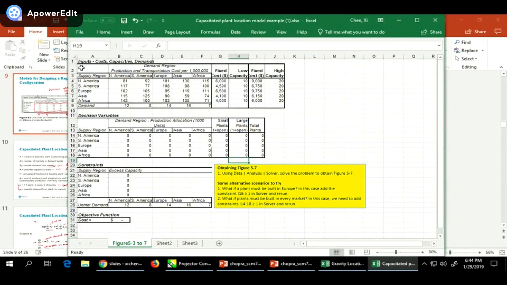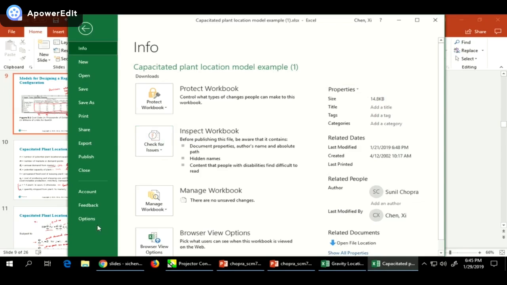Alright, so here are our inputs. So this is the table you've already seen. So this gives us all the input parameters, the costs, the demand, and the capacities. So first of all, let's make available the Excel solver option.